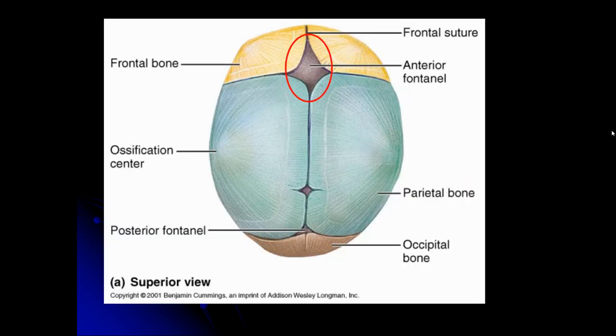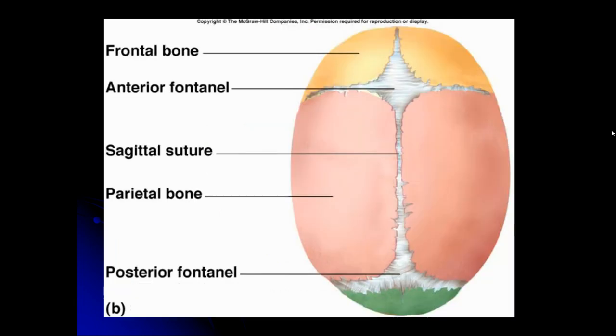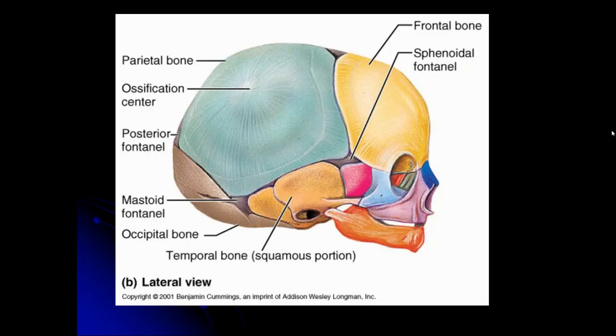But again, we have an anterior and a posterior. These are the largest ones. And then we have the sphenoidal and the mastoidal. So 6 fontanels.